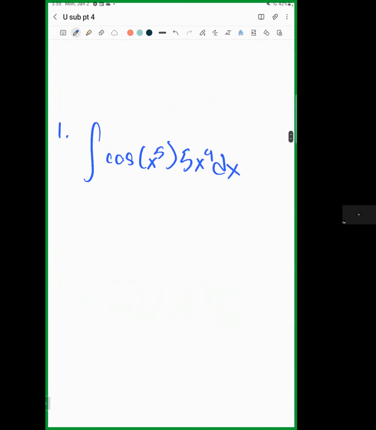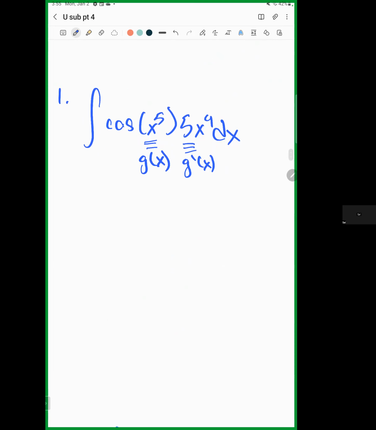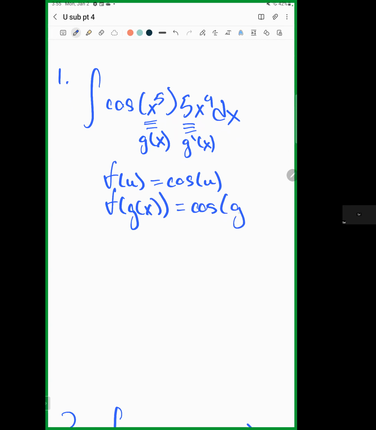So in the first example, this is pretty straightforward. The 5x to the fourth should jump off the page right away. So that looks like the derivative of this chunk right here. If we call this g prime of x and this g of x, we see that 5x to the fourth is the derivative of g of x, which is x to the 5. And so our outer function f of u is just cosine u, which gives f of g of x to be cosine g of x, which is cosine x to the 5th.